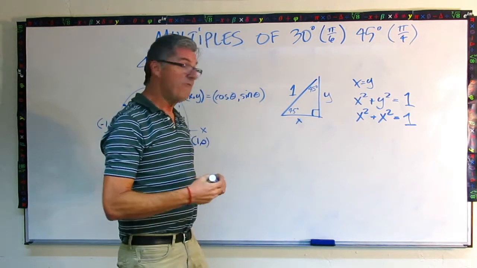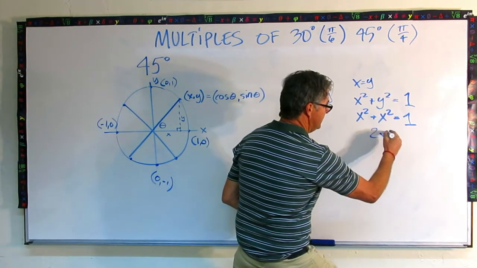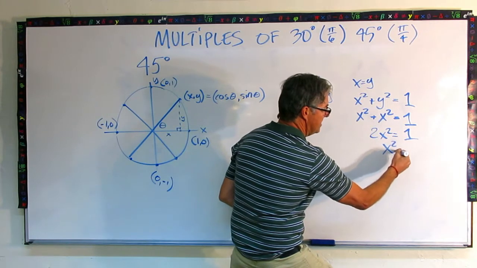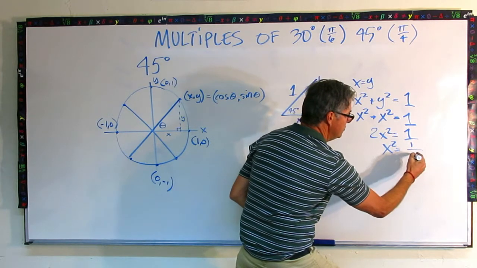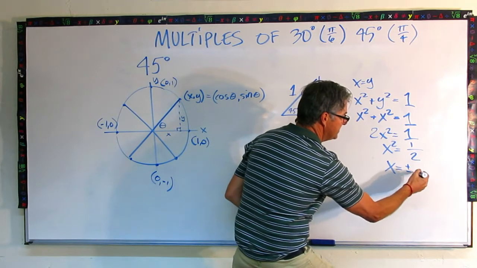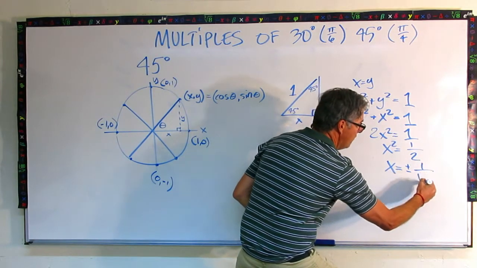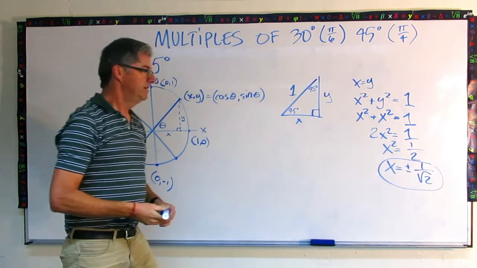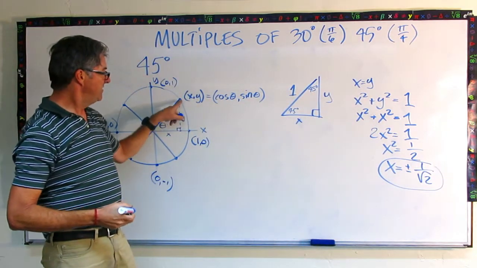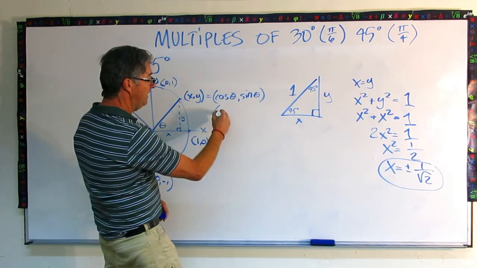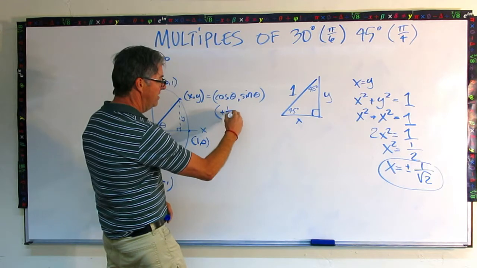Now we can solve for x. We get 2x squared equals 1. That gives us x squared equals 1 over 2. Then take the square root, and we get x equals plus or minus 1 over the square root of 2. So now we know that the x-coordinate right there is going to be plus 1 over root 2.